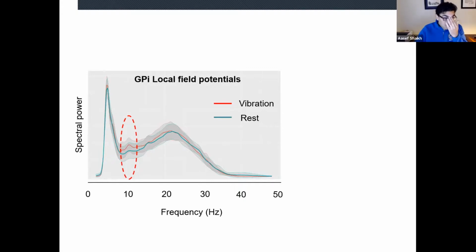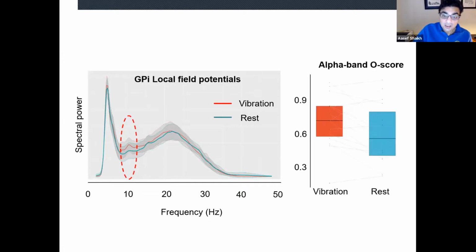The changes that I'm about to show you were much more robust in some and not so in others, but there was an obvious population change. You see that little blip over here, which is not present at rest. There was a significant blip at about 10 hertz or so in the field potential range, which was in the alpha band of local field potential. And when we measured the z-scores of the alpha band, the alpha band z-score was significantly higher in those who had vibration as compared to rest.